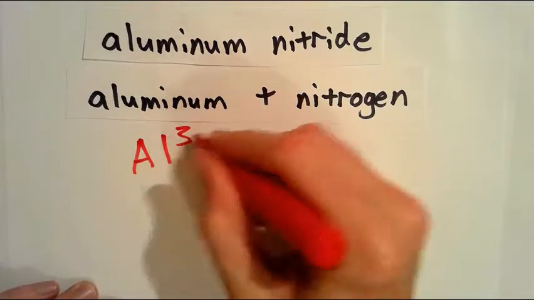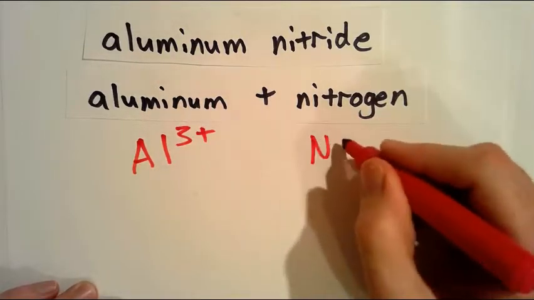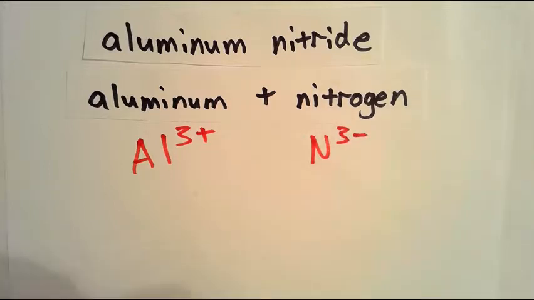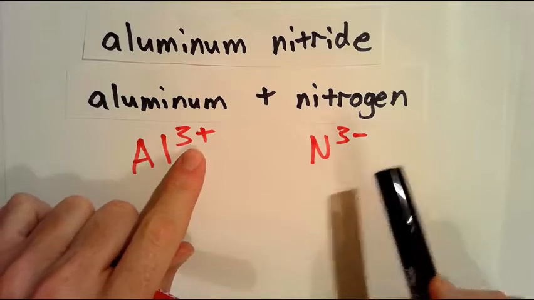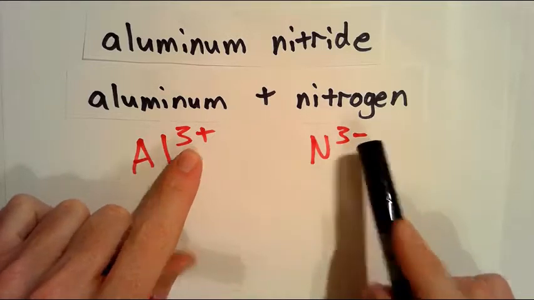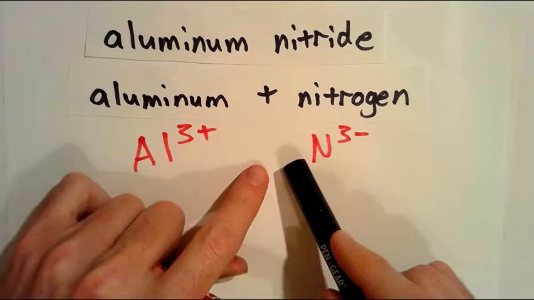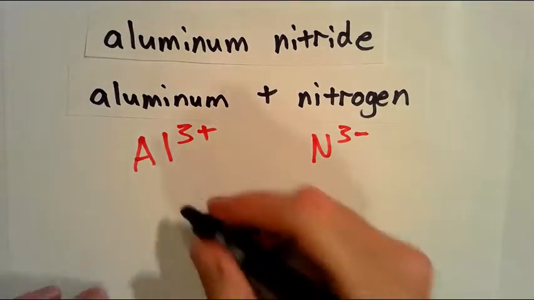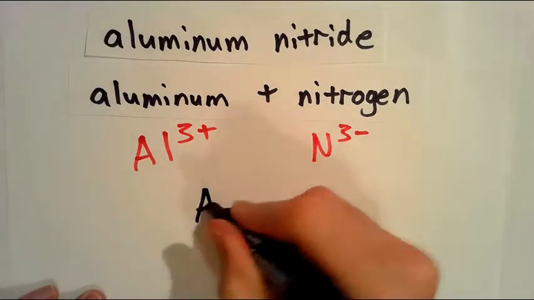Aluminum has a 3 plus charge. Nitrogen has a 3 minus charge. I can see that there's a 3 plus and a 3 minus. So they will cancel out and make a net charge of 0. So the final answer is simply AlN.